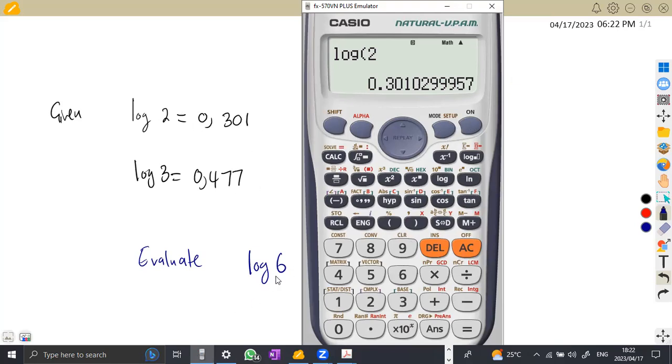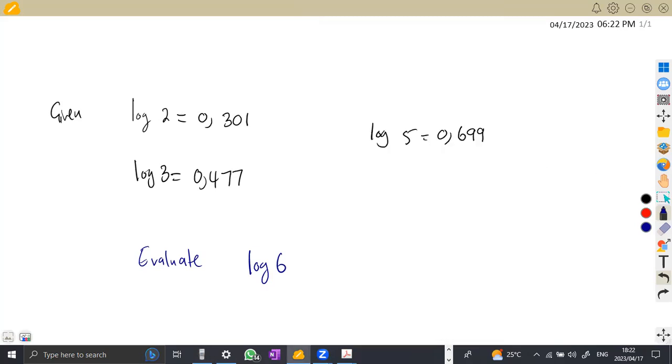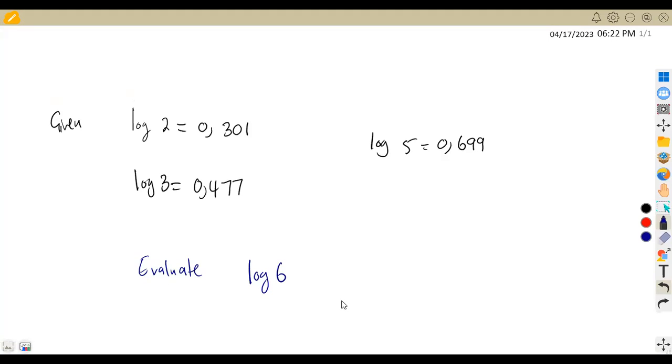Now you're asked to calculate the value for log 6, which we saw that the answer is already there, 0.778 from our calculator. But this is paper 1, where you are not having a calculator. So how are we going to simplify this? We are going to refer back to our laws of logarithms. These are the laws that we are going to work with.